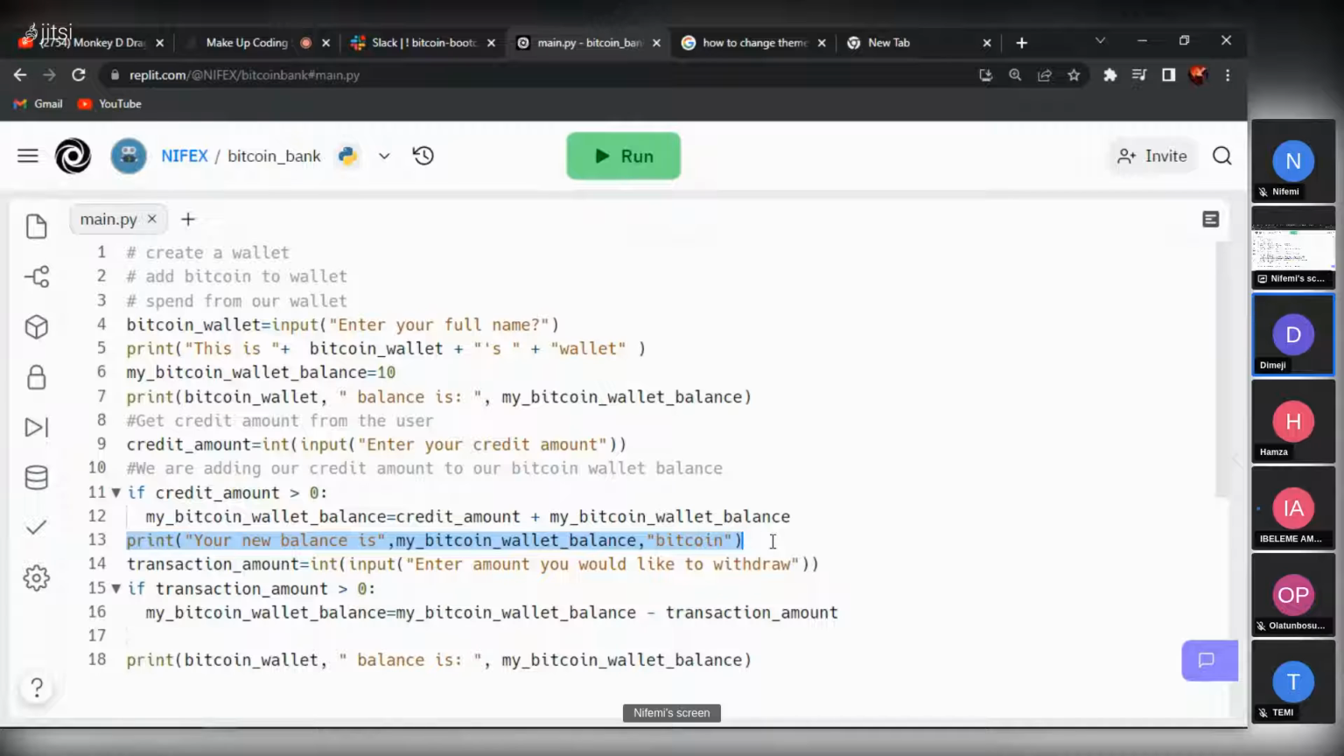It is trying to say that the number 12 you are adding is the credit amount plus the Bitcoin wallet balance. So it's trying to print out a new balance for you, because you already added the old balance plus the new balance.